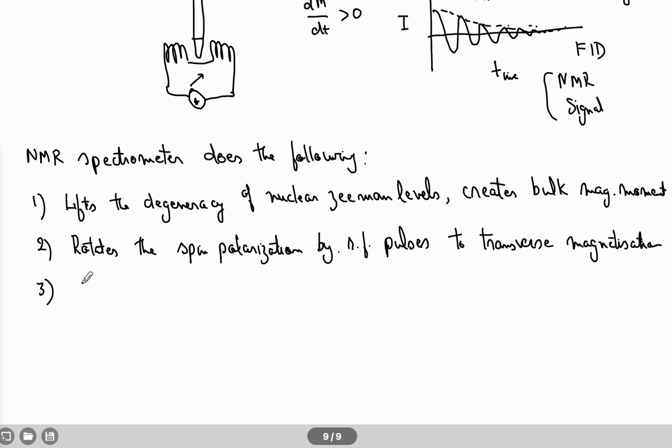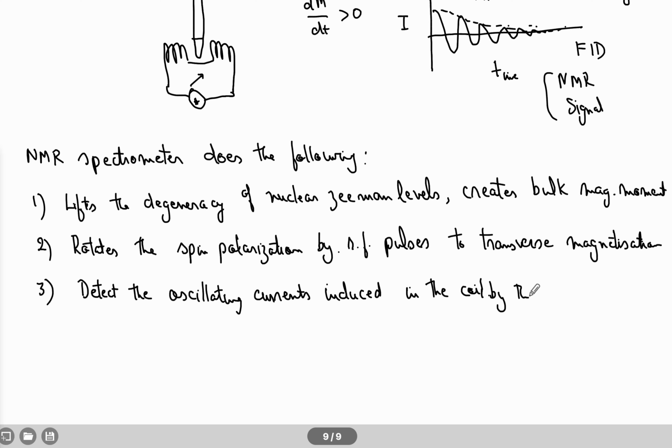And third is, it detects the oscillating currents induced in the coil, or we can say, by the precessing transverse spin magnetization or magnetic moment. So these are the three things which are done by the NMR spectrometer.